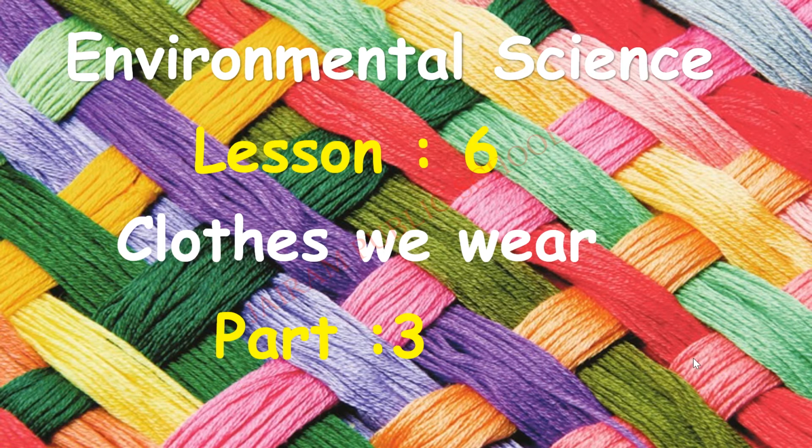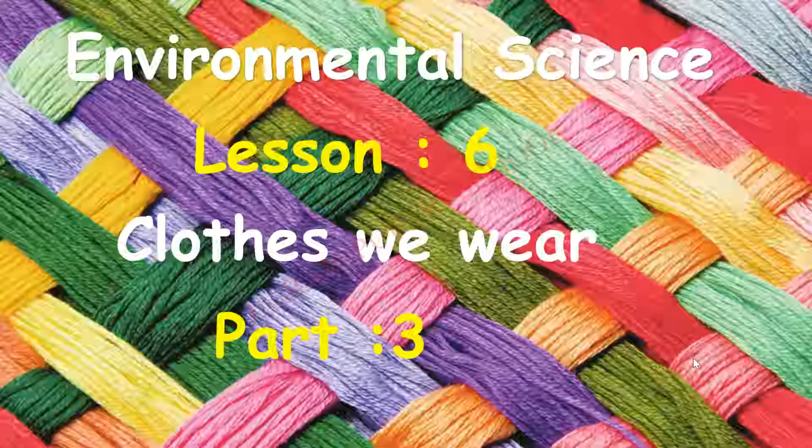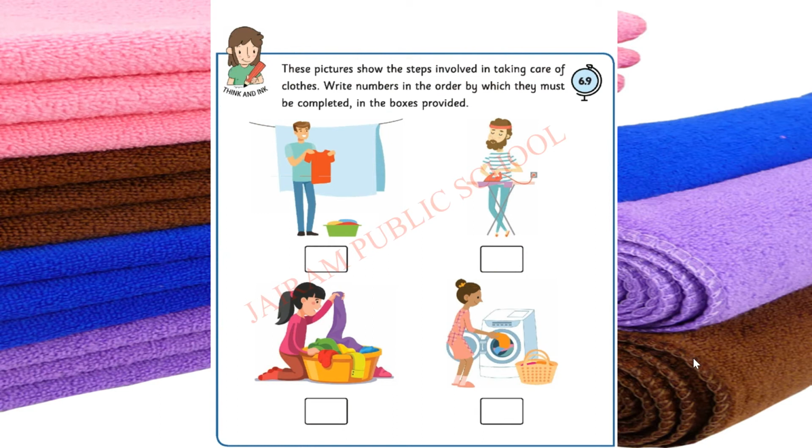Okay children, quickly take page number 95 in your EVS Studio. Now we are going to do activity number 6.9. Listen, these pictures show the steps involved in taking care of clothes. Write numbers in the boxes provided in the order in which they must be completed.